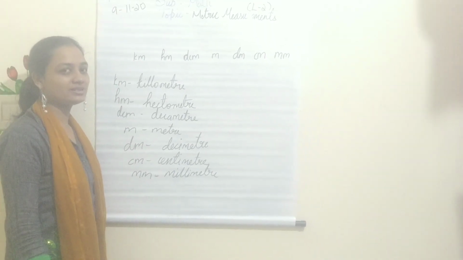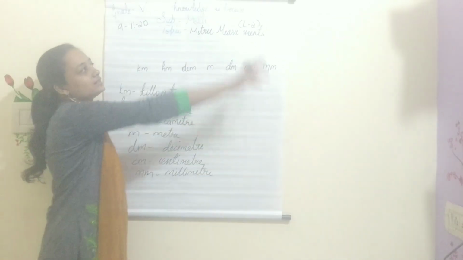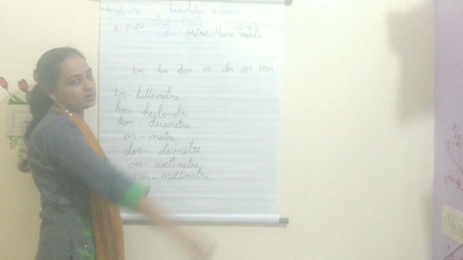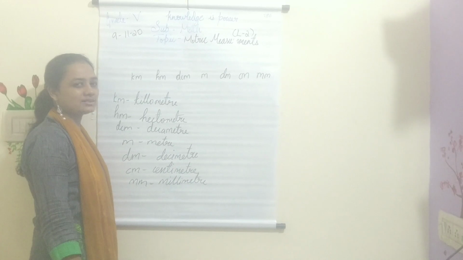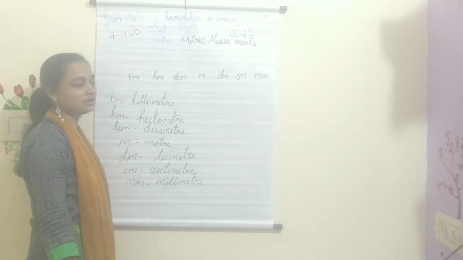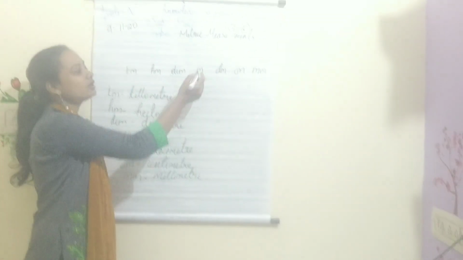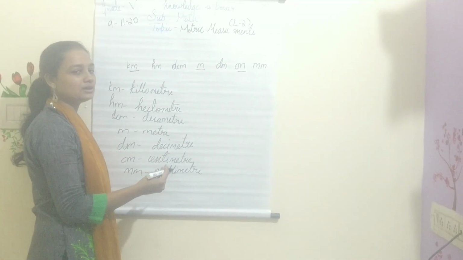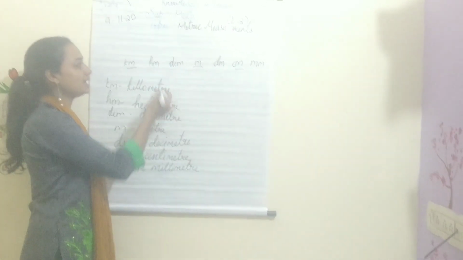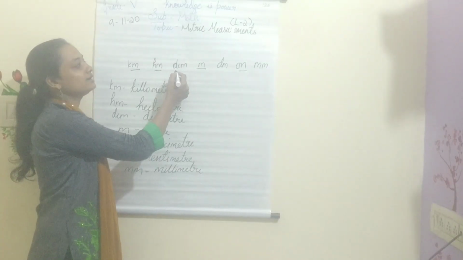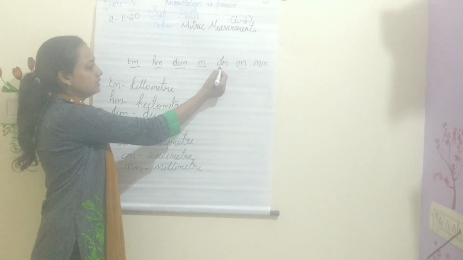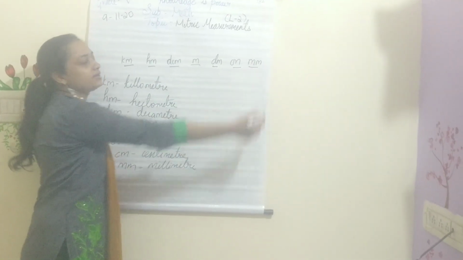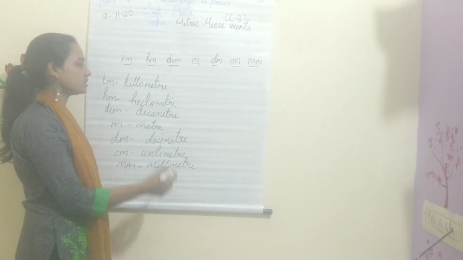In today's video, we will be learning lesson number 2, metric measurement. Metric measurement is nothing different from measurements only. So you learned only about meters, kilometers and centimeters. But in this lesson, you will be learning some more units like hectometer, decimeter, decameter and millimeter. So let's see what they are.